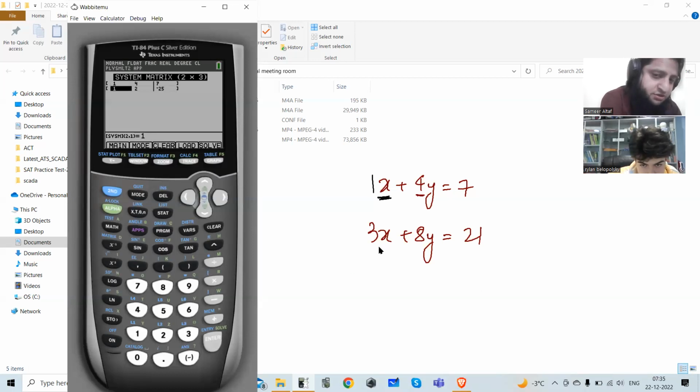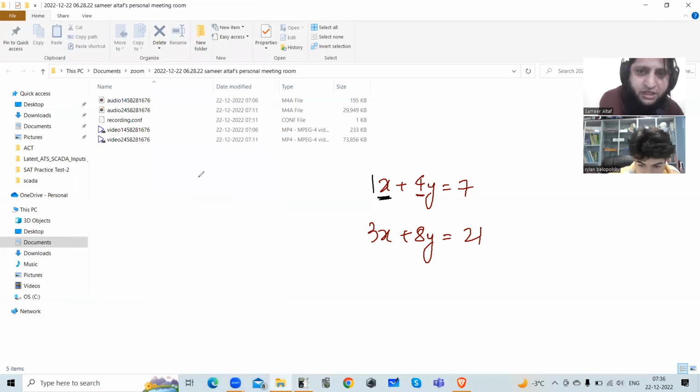What about the second equation? What are the numbers? 3, then 8, and then 21. Exactly. Now solve. Solve is on the top right. You can hit graph. So you got the x value as 7 and y value as 0. The second value is the y value.